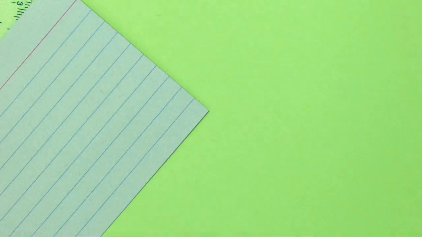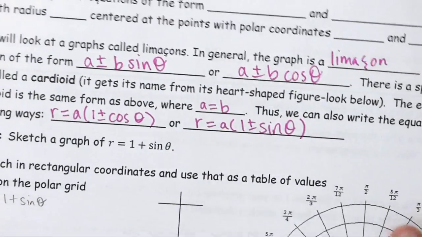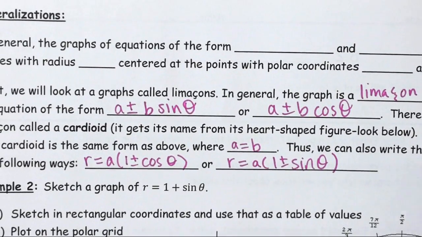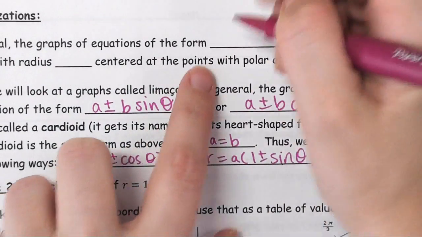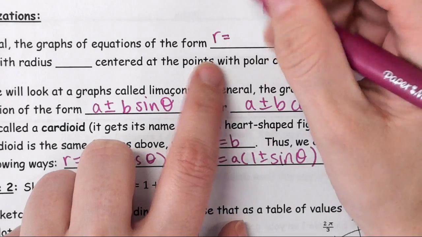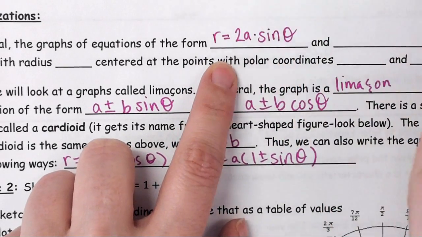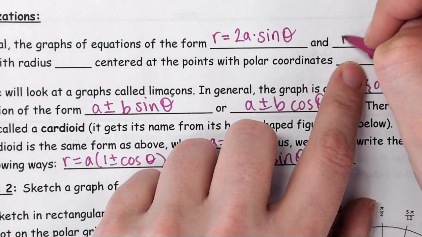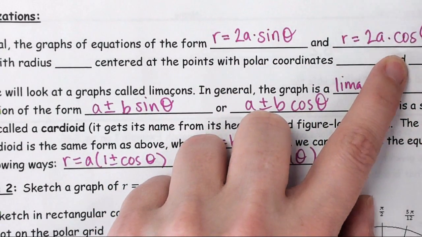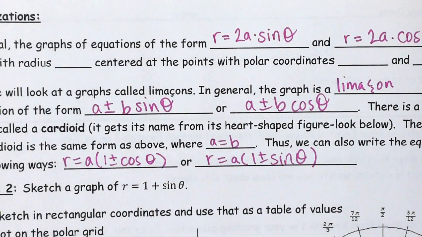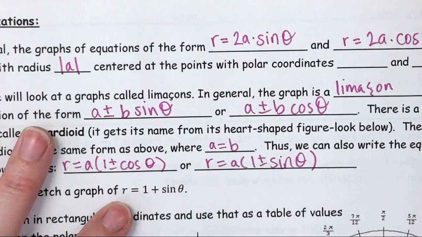All right, so in general, the graphs of the equations of the form r equals 2a times sine of theta and r equals 2a times cosine of theta are circles that have a radius of the absolute value of a.